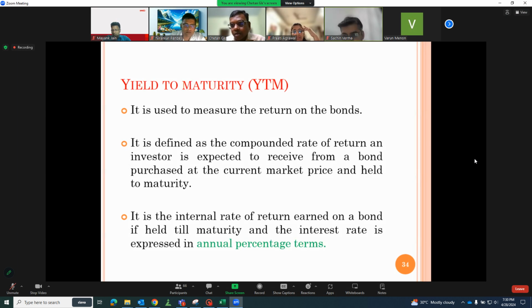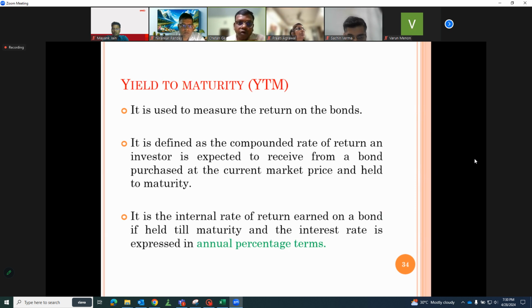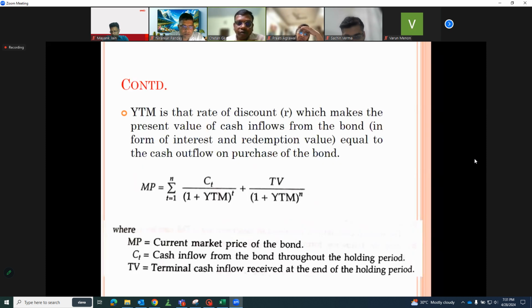You're buying a bond from the secondary market. You check the price, you buy it, and you hold it till maturity. After maturity, how much is the return you'll be making? That is the return we would like to compute.